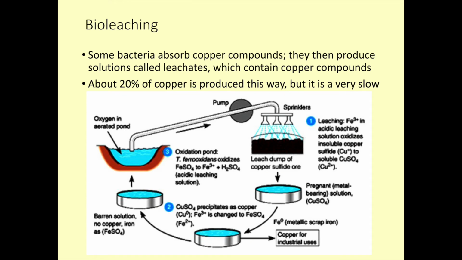Bioleaching is where we have bacteria absorbing copper compounds, and they then produce solutions called leachates which contain the copper compounds. It's quite a slow process, but it doesn't require as much energy as some of the other methods that we've looked at.